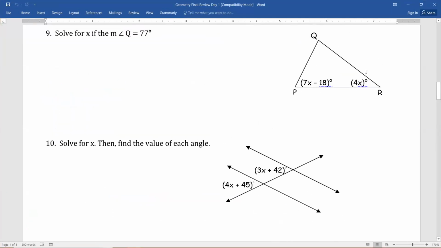Question number 9 says solve for x if the measure of angle Q is 77 degrees. First thing I'm going to do is I'm going to take that 77 and I'm going to put it up there for angle Q.